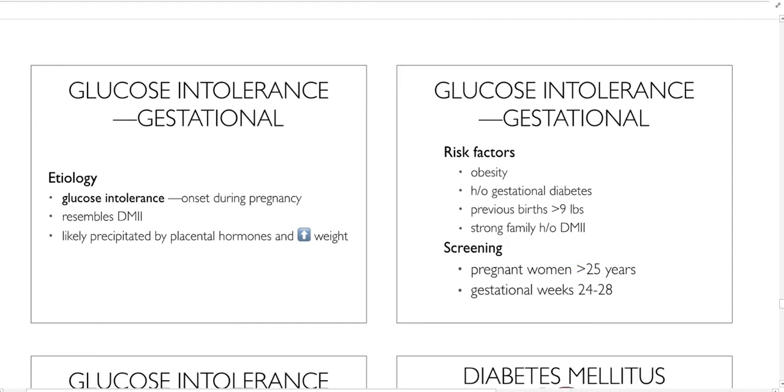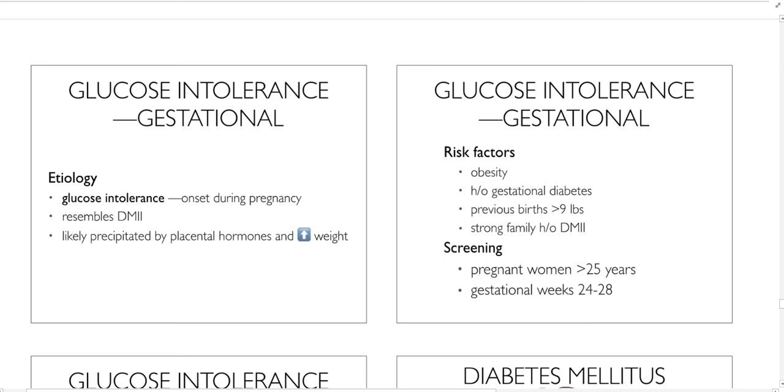Glucose intolerance, gestational. So women can have diabetes temporarily during gestation, and it comes on from hormones. And really, it's just glucose intolerance, insulin resistance. Looks like diabetes type 2, and precipitated by the placental hormones and increased weight.